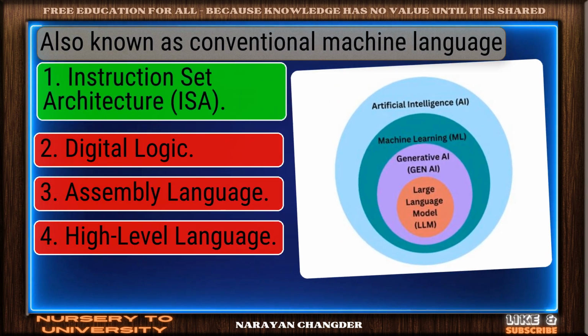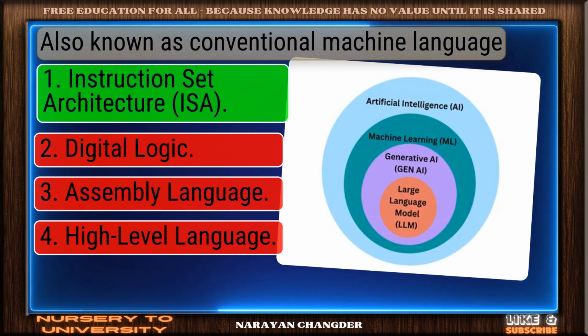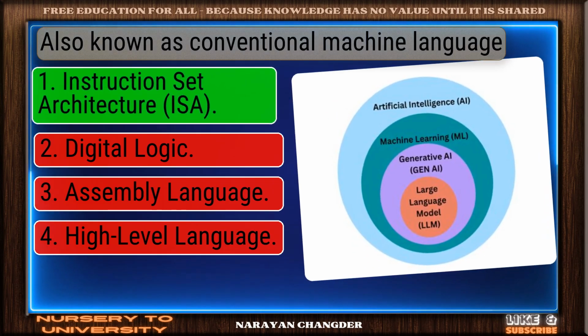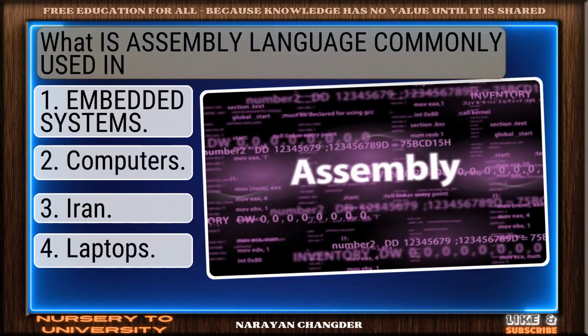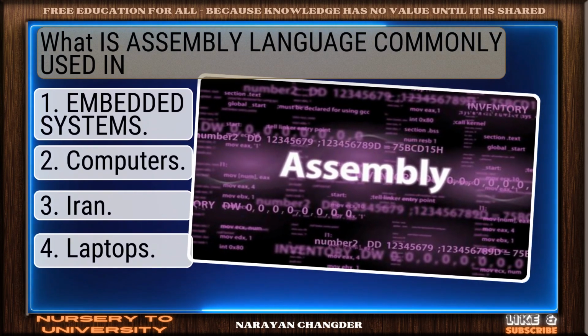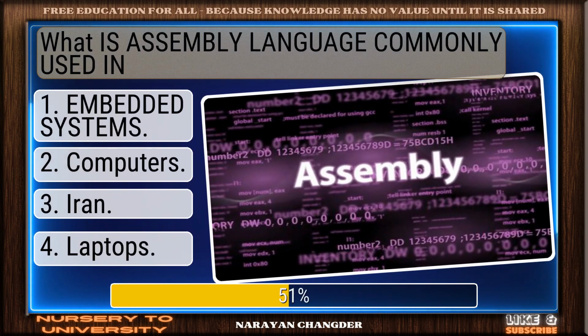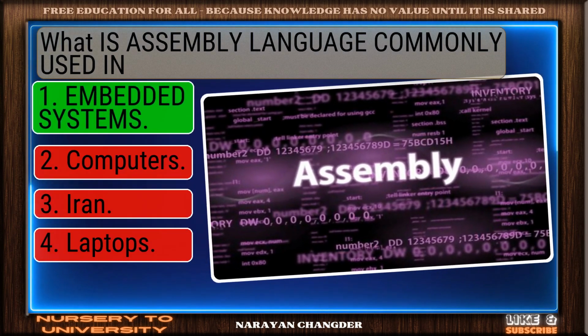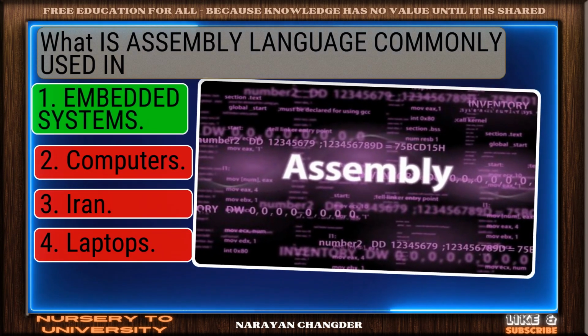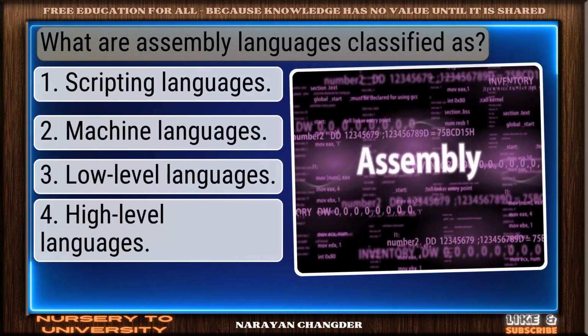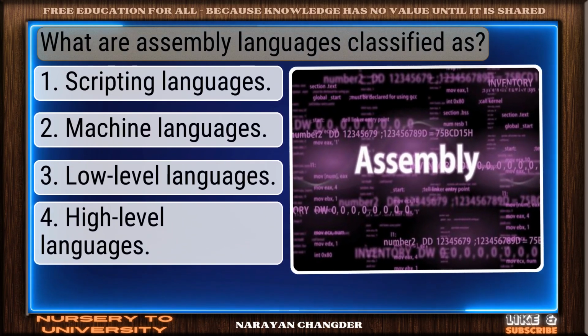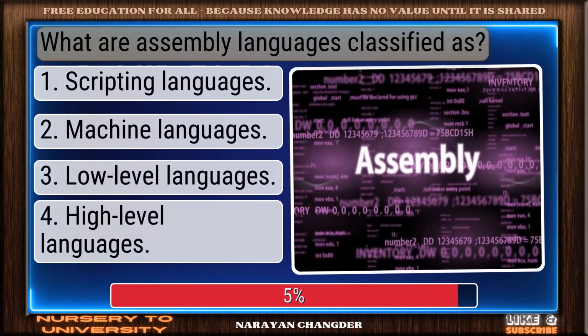Well picked. Instruction set architecture is the correct answer. Question number 65. What is assembly language commonly used in? Great thinking. Embedded systems is the right choice. Question number 66. What are assembly languages classified as?